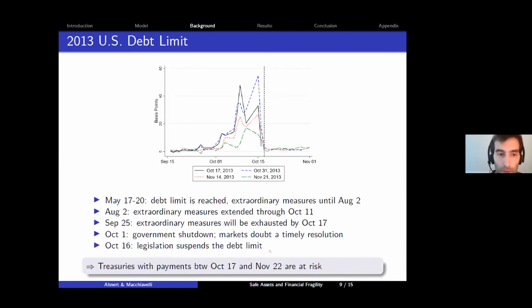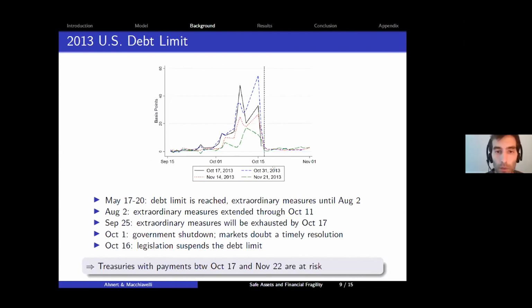So from all of this, you can see that treasuries with payments between October 17 and November 22nd were at risk of delayed payments. The market did not expect an outright default, but just a delay in payment. That's enough to unnerve money markets.